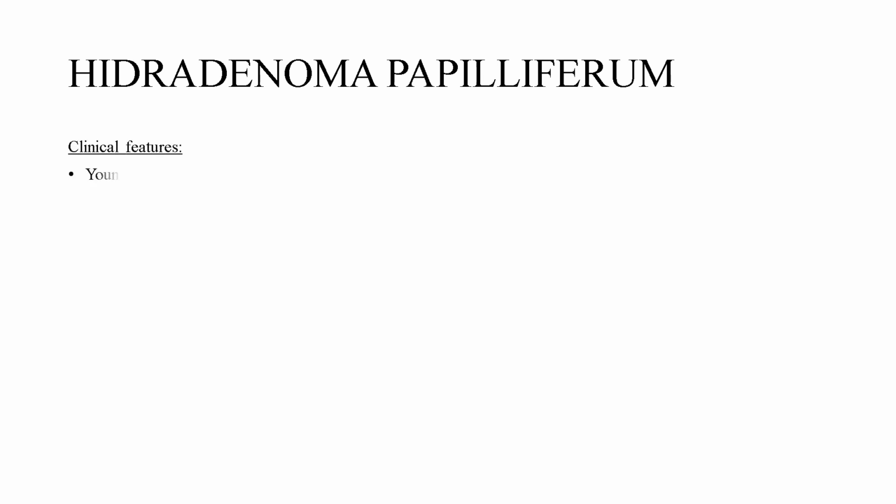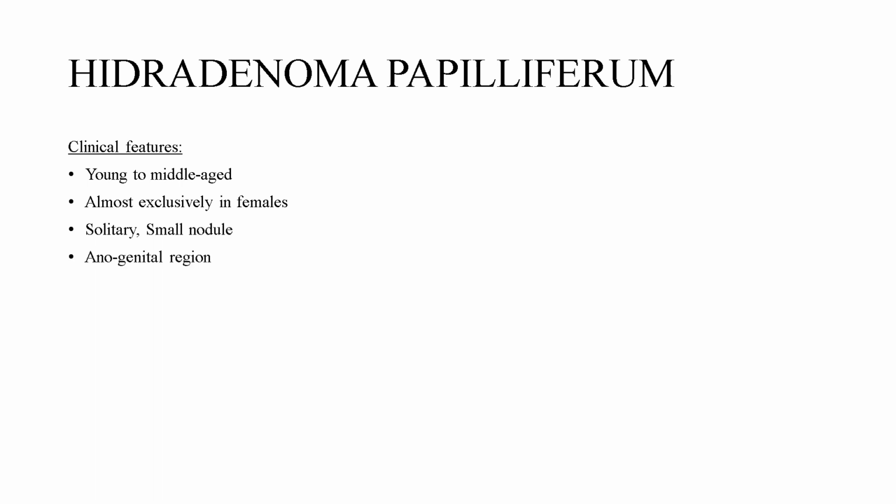Coming to the next tumor, which is hydroadenoma papilliferum. Okay, so it typically presents in a younger age group, younger to middle age female. It is classically almost always found in females, and it presents as a solitary or a small nodule in the anogenital region. Okay, most of the times the lesions are asymptomatic, but large lesions may rarely ulcerate also.